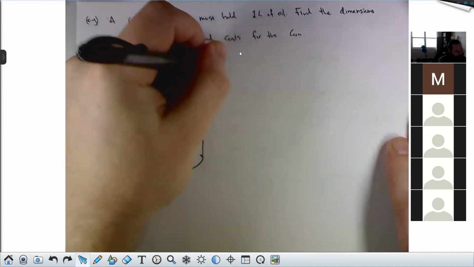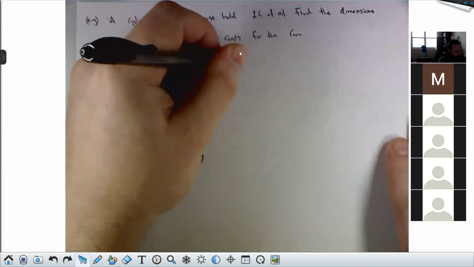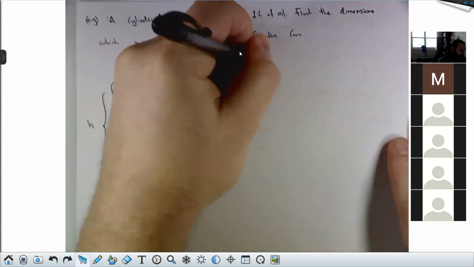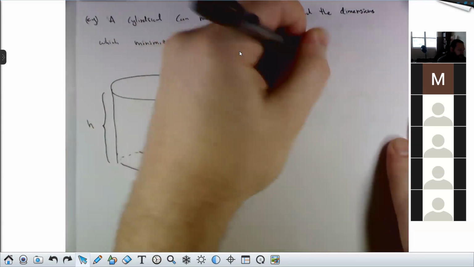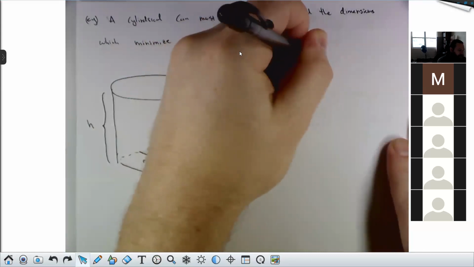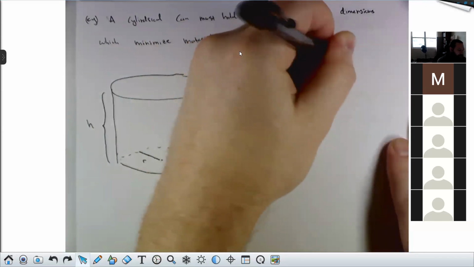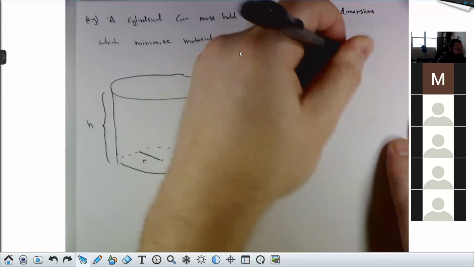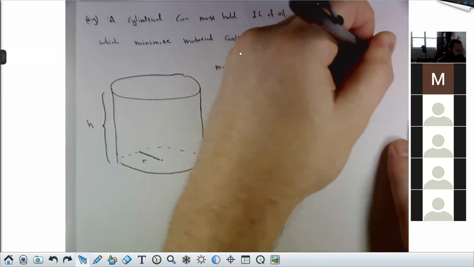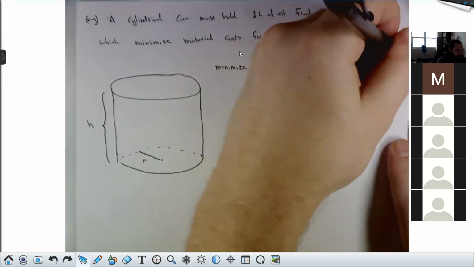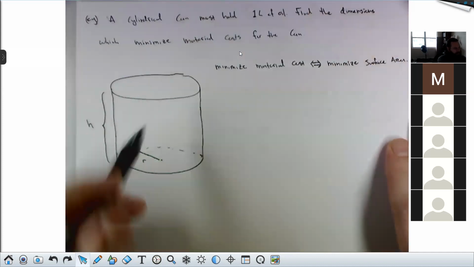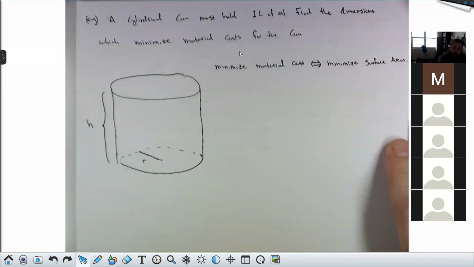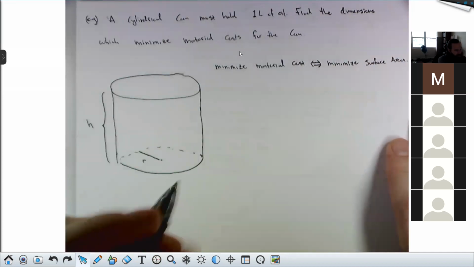Minimizing the material cost means minimizing the surface area. So I need to know what is the surface area of this thing, and I also need to know what is the volume.